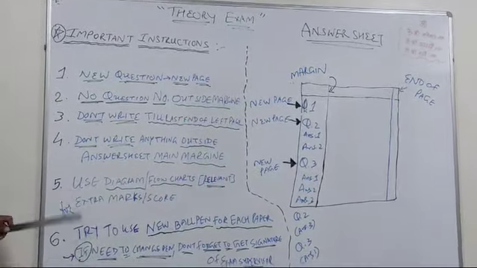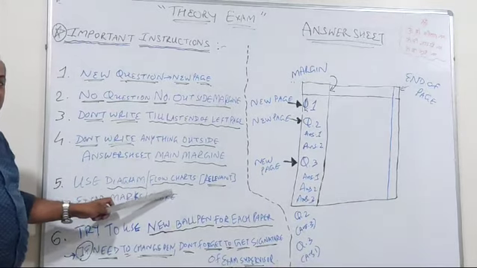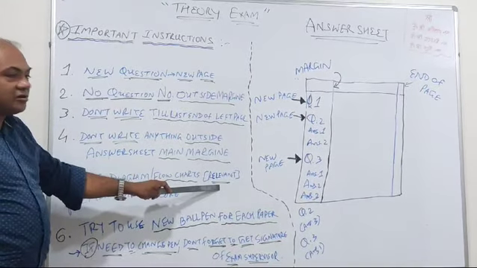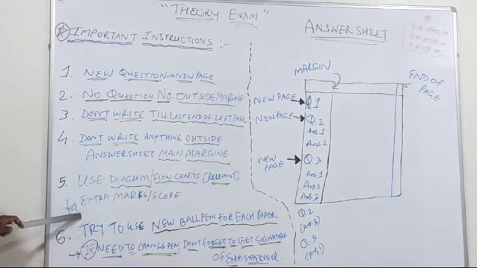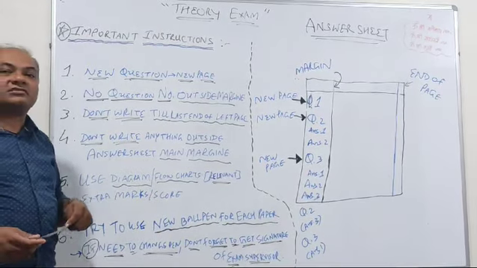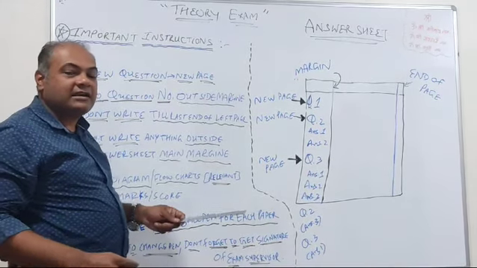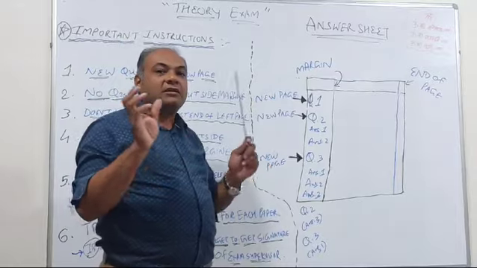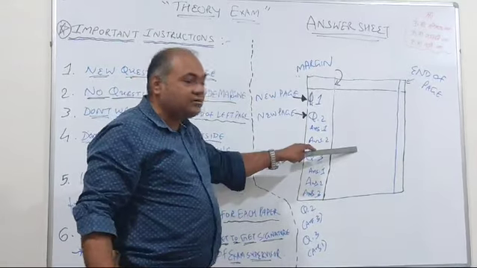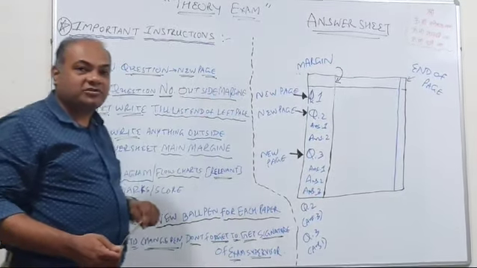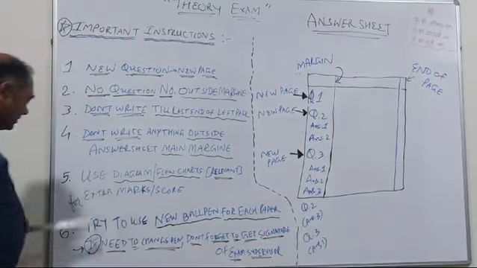The fifth point: use a diagram or flow chart that is relevant to the answer, for extra marks or extra scores. Whenever the topic is relevant to some diagram, you can add it in your answers for extra scoring or extra marks.